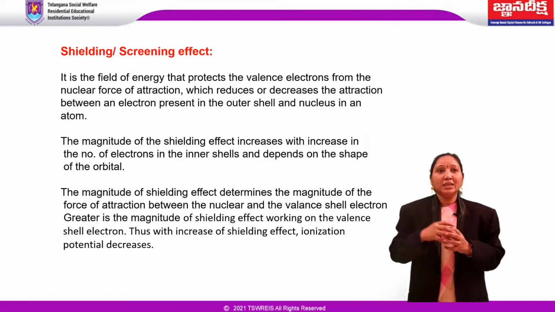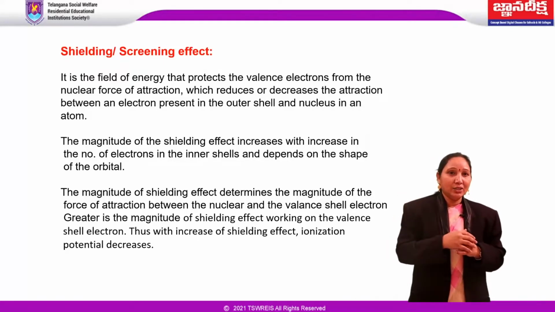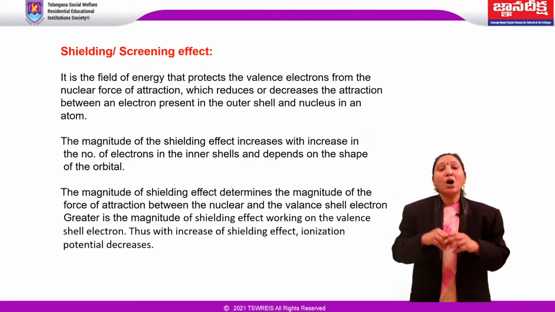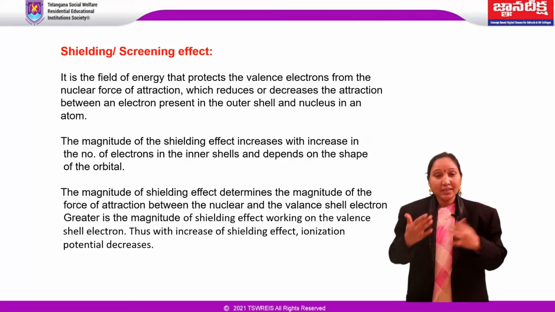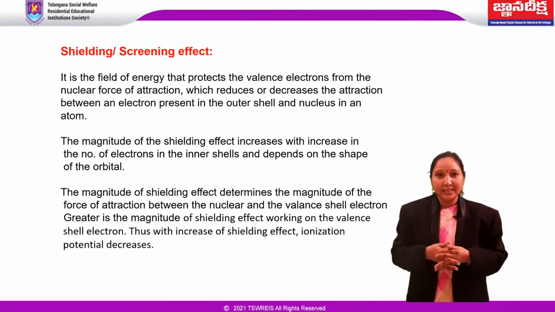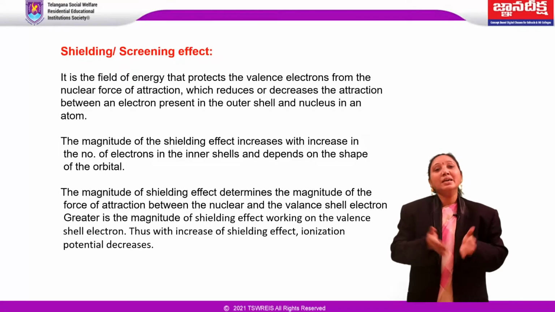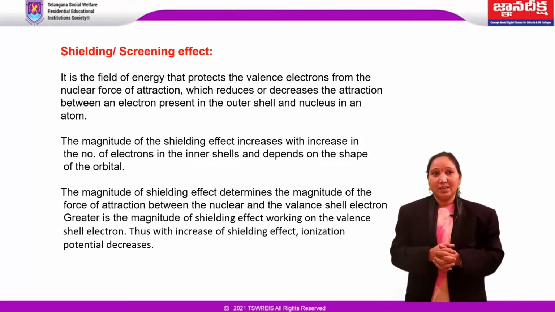The magnitude of the shielding effect determines the magnitude of the force of attraction between the nucleus and the valence shell electron present in the outer orbit. Greater the magnitude of shielding, the less energy will be required to remove the electron. That means when the shielding effect is increased, the ionization energy decreases, and vice versa.